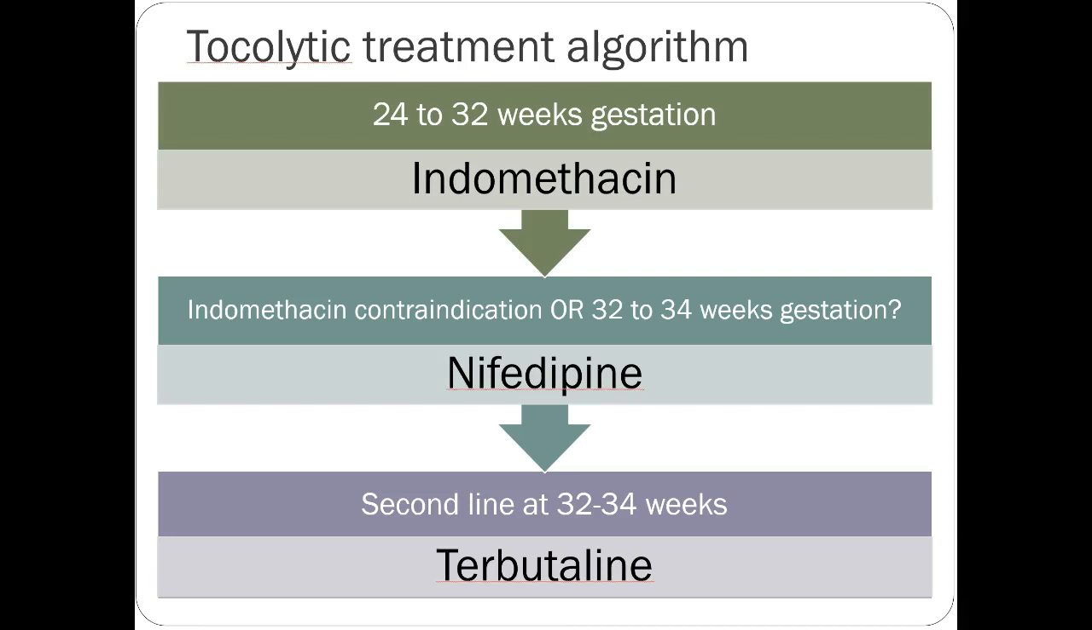Second line would be terbutaline at 32 to 34 weeks. Usually you would use indomethacin exclusively in those early phases, and then terbutaline would be maybe an option for somebody if nifedipine is not working. Once you get past 34 weeks, it's probably going to be an induction. It's difficult to say, and it could be the OB's choice on that, but that's usually what's going to happen. So that's why I don't have anything beyond 34 weeks there.